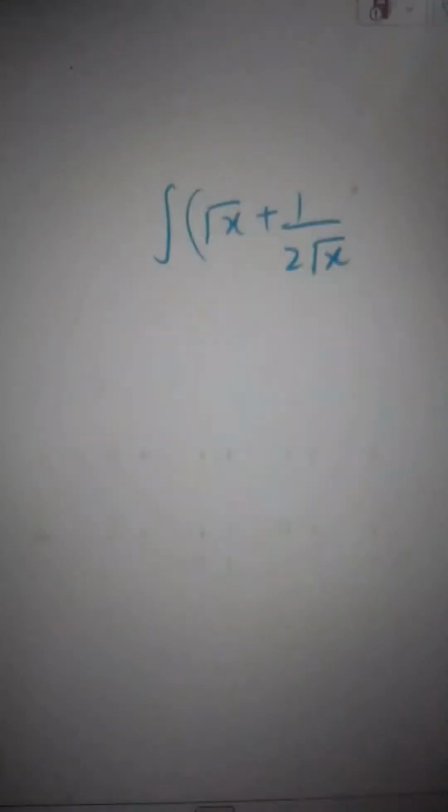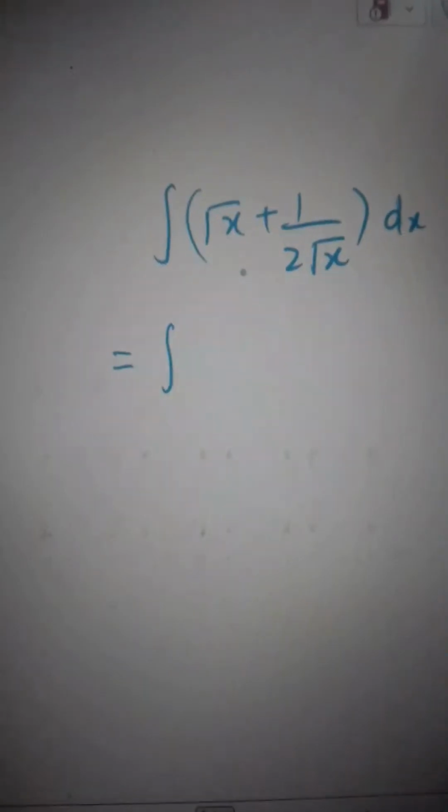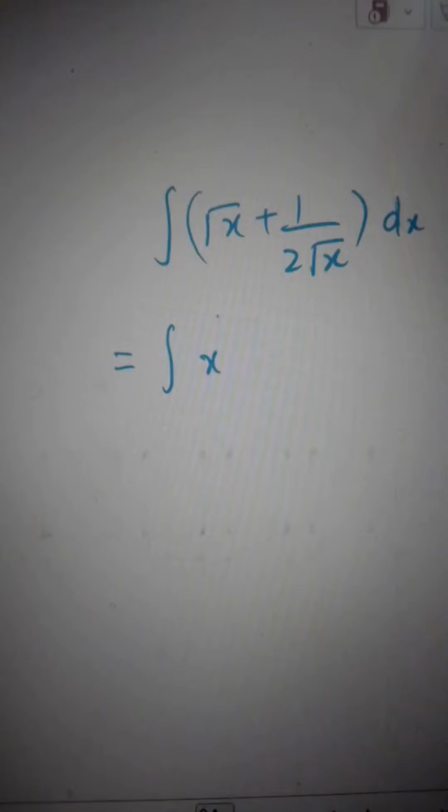So let us select another question which is of a slightly different form: square root x plus 1 by 2 square root x, dx. If you know the basic rule, all these are algebraic forms. Algebraic forms have a basic rule, which is that we increase the power of the variable. In the forms we have discussed up till now, x power 1 by 2 plus, here it can be written as 1 by 2 x power 1 by 2.